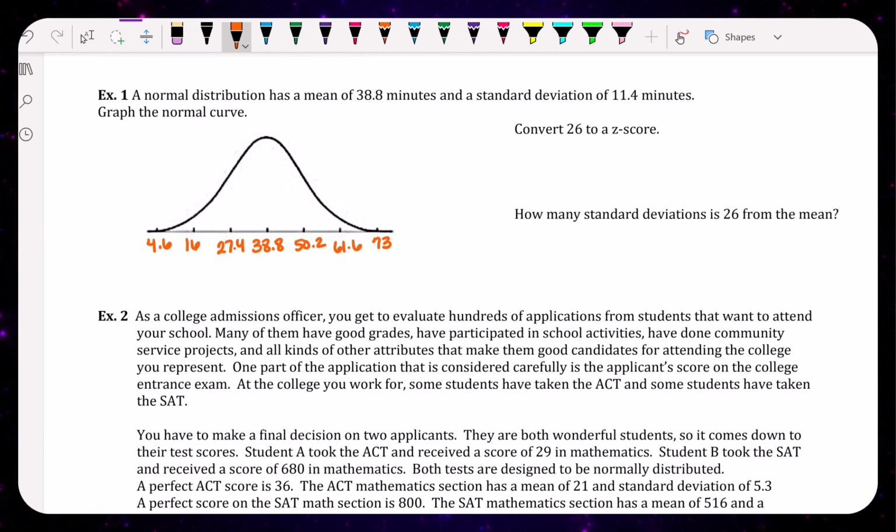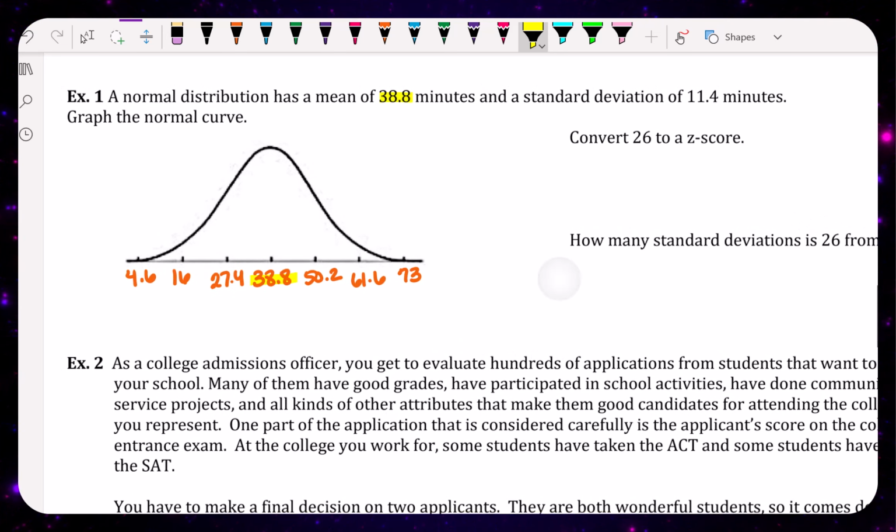Okay, so I went ahead and labeled this. You should be able to do it. It's from the last lesson. It tells us that we have a mean of 38.8 and a standard deviation of 11.4. So I just used my calculator and I added 11.4 to the mean, and I continually did that again and again. And then over here, you take away 11.4 again and again.